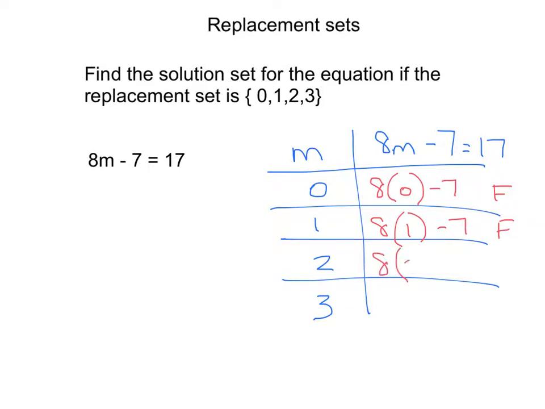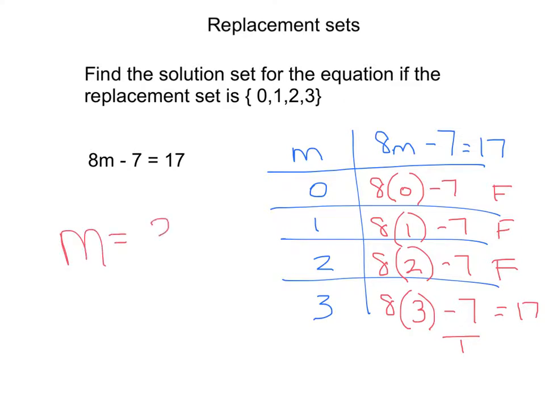8 times 2 minus 7. 8 times 2 is 16, minus 7 is 11. Again, it is false. And then the last one is 8 times 3 minus 7. So 8 times 3 is 24, minus 7 is 17. So it is true. So the answer for this problem would be m equals 3.